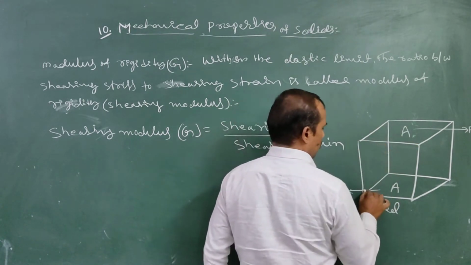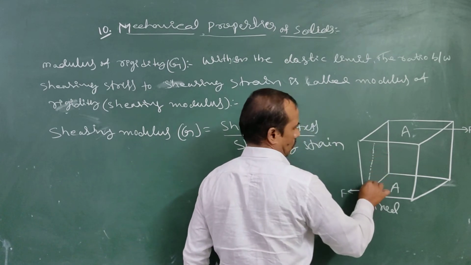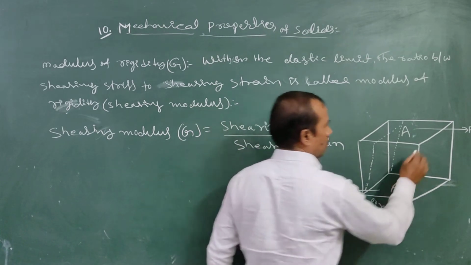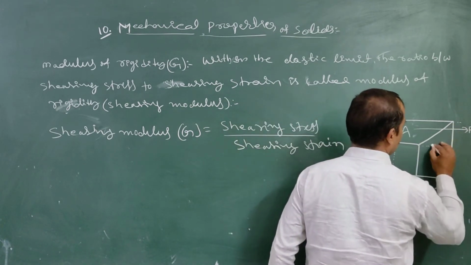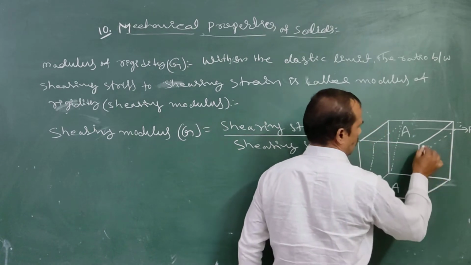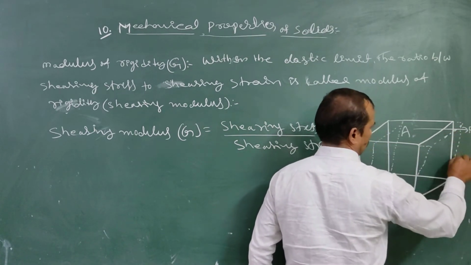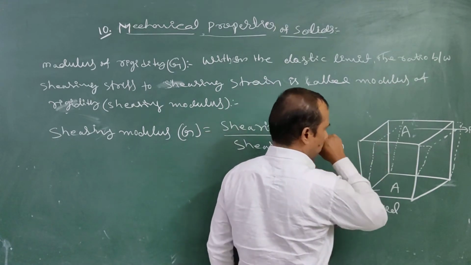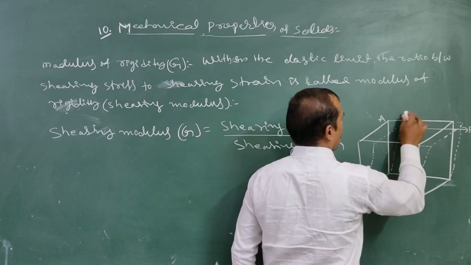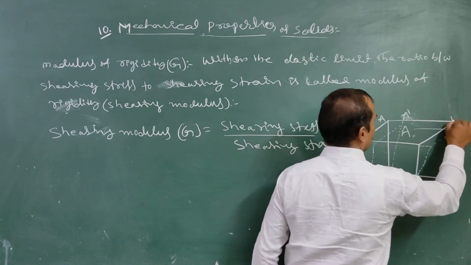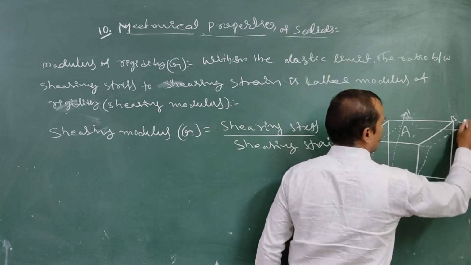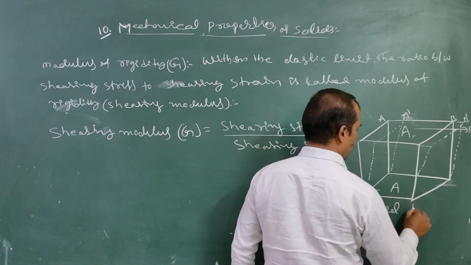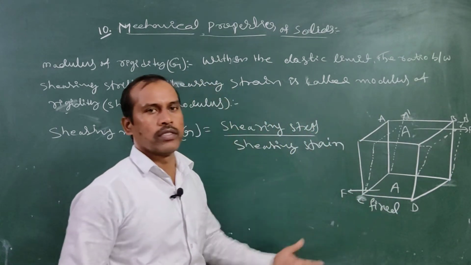So now the upper layer is displaced from the initial point to, for example, here A prime. This is B, this is B prime, and this is the fixed point, here CD. Here CD are the fixed points, the lower surface of this cube.